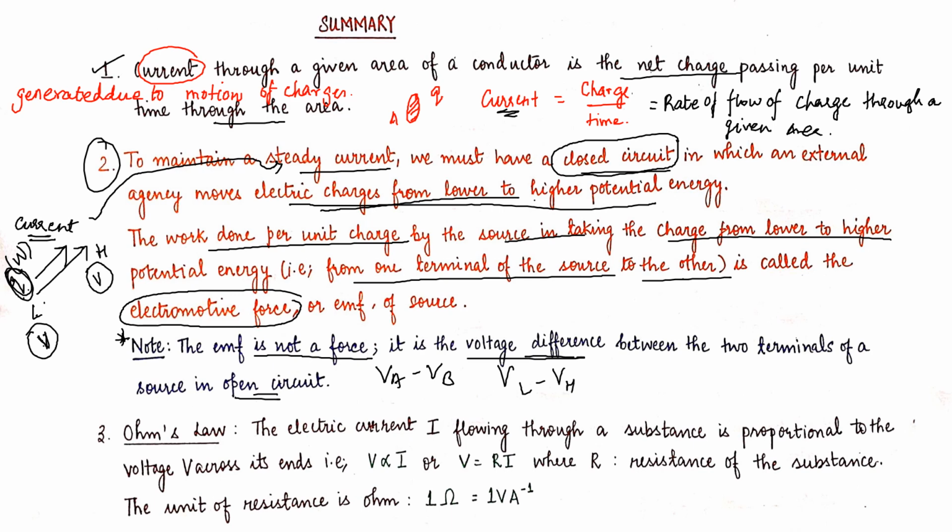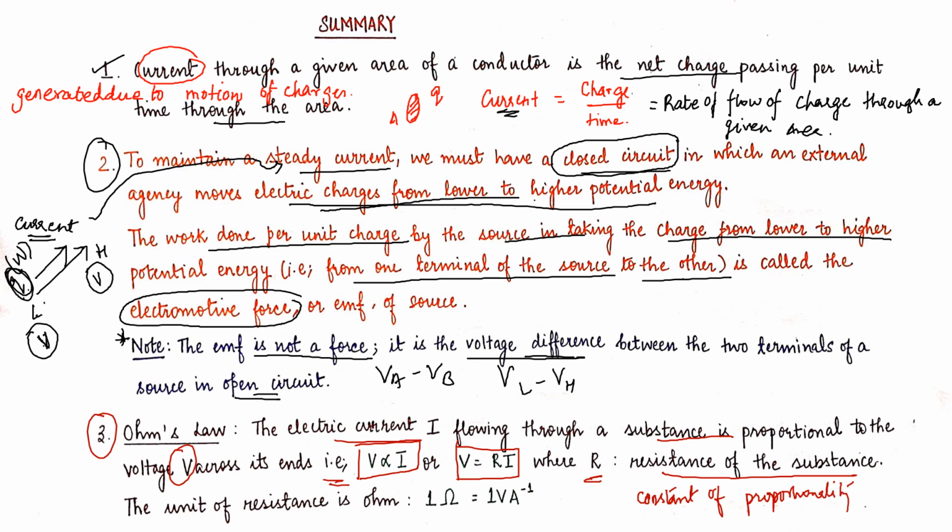Moving on to the third statement, that is Ohm's law. Ohm's law is a very important law whenever we are studying electricity, electric currents and circuits. The electric current I flowing through a substance is proportional to the voltage V across its ends, that is V proportional to I or V equals R times I. Now what is R here? R is the resistance of the substance and it is also the constant of proportionality.